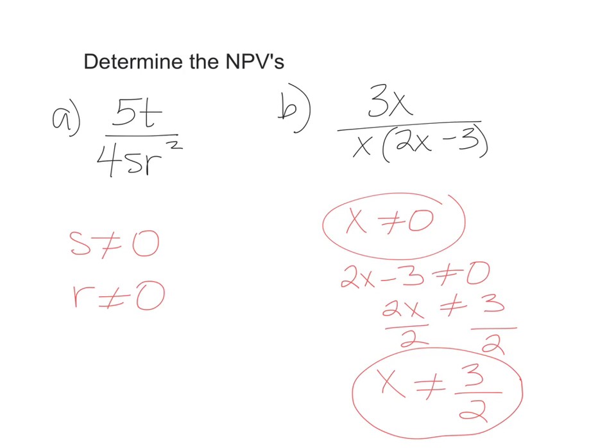Here's one more. 2p minus 1 over p squared minus p minus 12. What are the non-permissible values? So what can p not equal? 0. So everybody wants to say 0, right? Because the other ones were 0? But 0 is okay here. If we fill 0 in, it's just a negative 12 on the bottom.